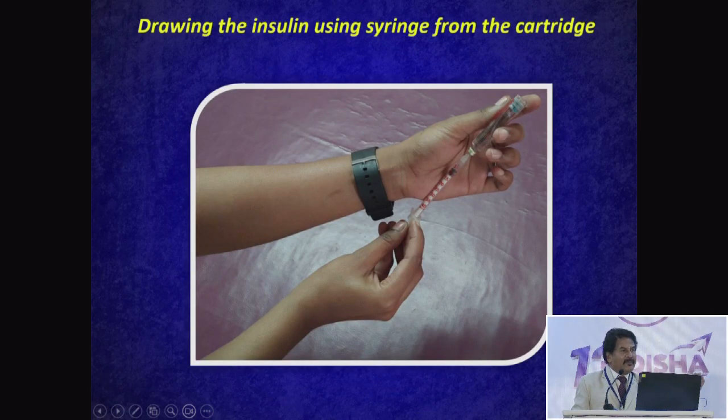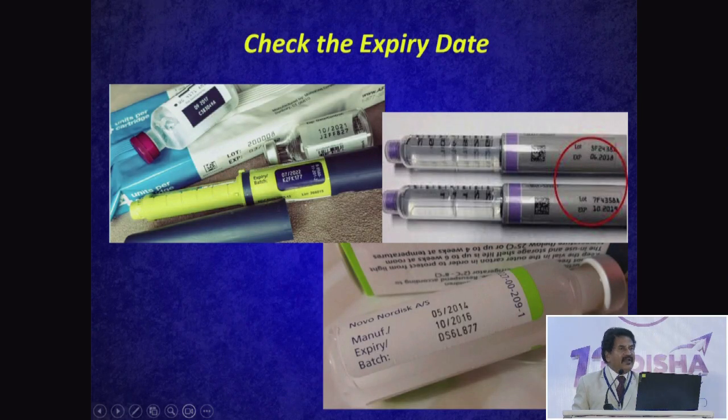And also a common practice, buying the cartridge without buying the pen, using the insulin syringe for drawing the insulin from the cartridge should be avoided. Because mismatching will be there, contamination will be there. So whenever you take the vial or something like that, whenever you buy it, please check the expiry date. It is a common mistake.